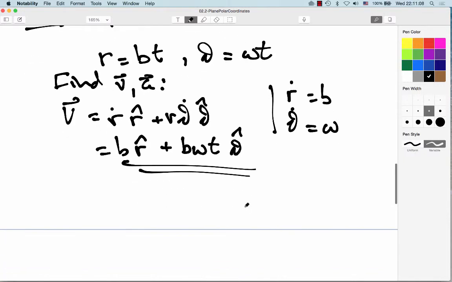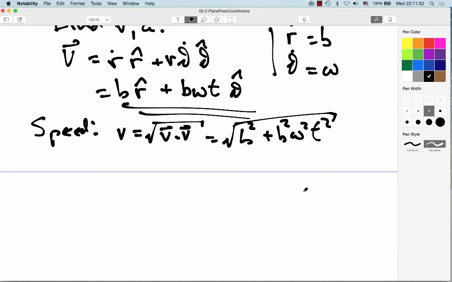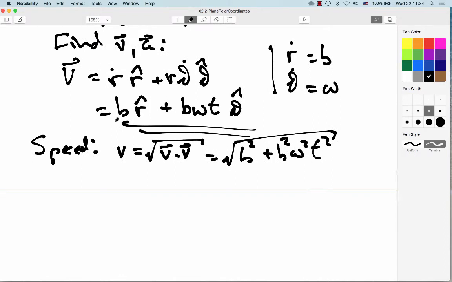If we wanted the speed, just throwing in a little extra here, the speed v would be equal to the square root of v dot v. So that's the square root of b squared plus b squared omega squared t squared. Alrighty. Alright, so now we can go ahead and look at finding the acceleration. So that's a little uglier.